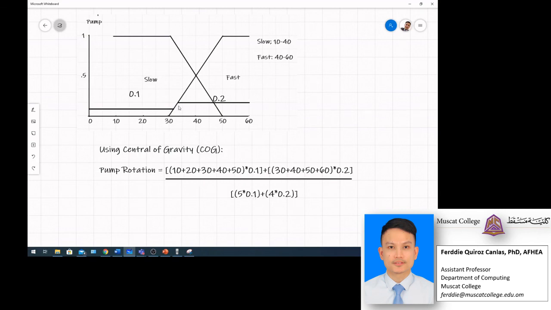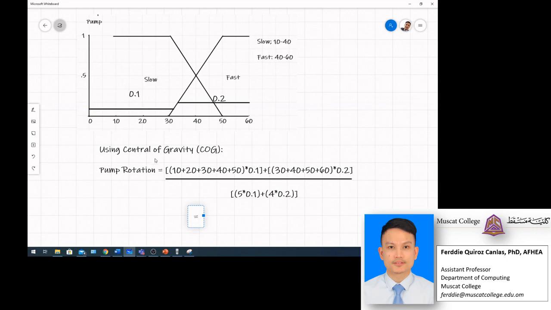So slow has 1, 2, 3, 4, 5, 5 cases. So we have 5 here and multiplied it by the weights here. Plus 4, because 1, 2, 3, 4, we have 4 cases for fast multiplied by 0.2. So in this way, we can now get the answer.